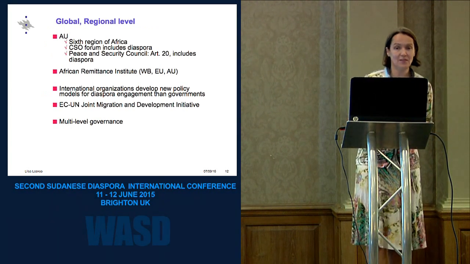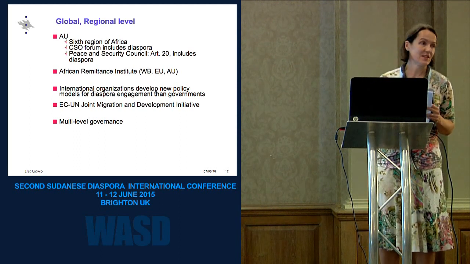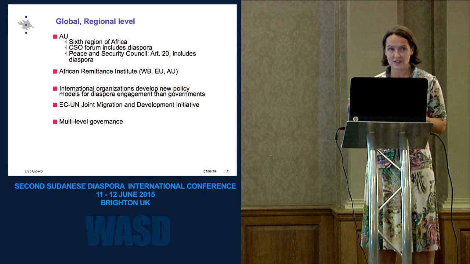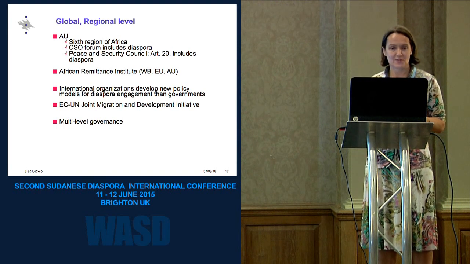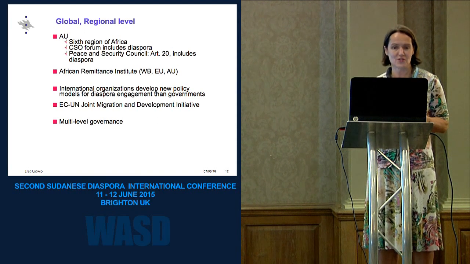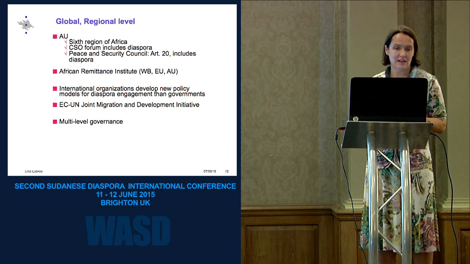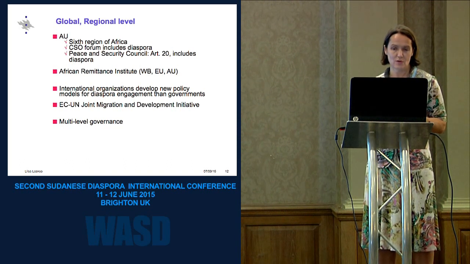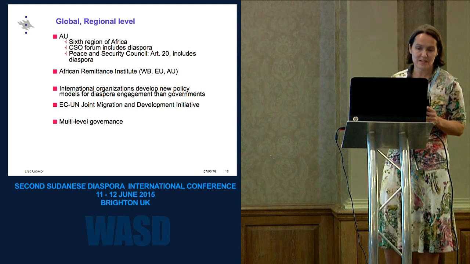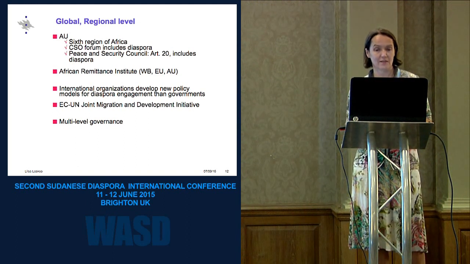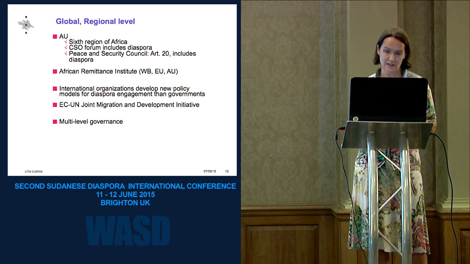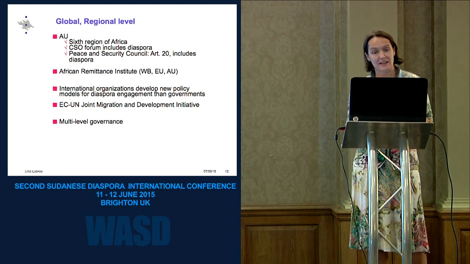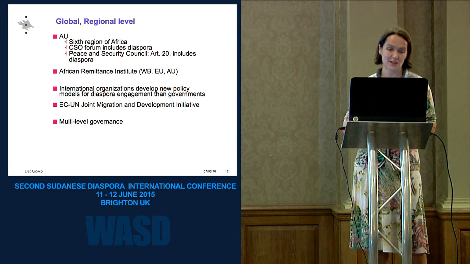So, for instance, in the case of Africa, what is interesting is the level of the African Union, which, as is already famous, has declared Diaspora as the 6th region of Africa and established the African Remittance Institute. African Union is an example of an international organization that is developing new policy models and that is looking for new modes to engage Diaspora in policy making. Then another example is that the European Commission, EU, and UN have a joint migration and development initiative, which is precisely looking at the role of Diaspora.